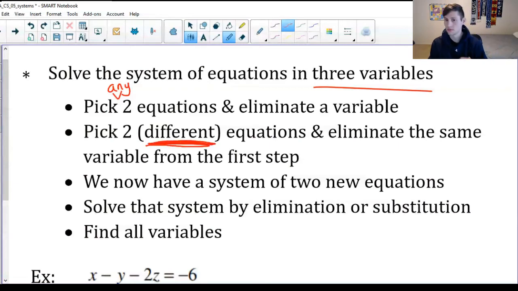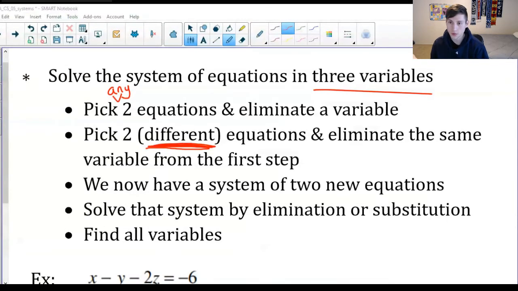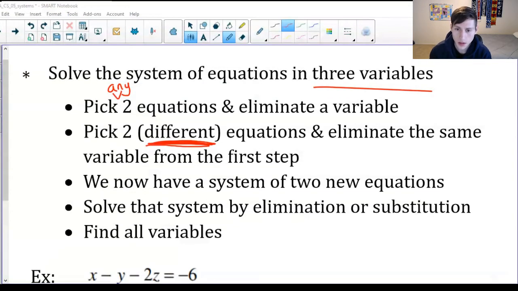So we don't want to pick the same ones, but we can still use one of the equations that we used before, and then just whatever the third one is that we hadn't used. And then eliminate that same variable. So if we chose to eliminate x originally, then we want to eliminate x again. Or if we chose to eliminate y, then we want to eliminate y again, et cetera. Destroy the y's, maybe.